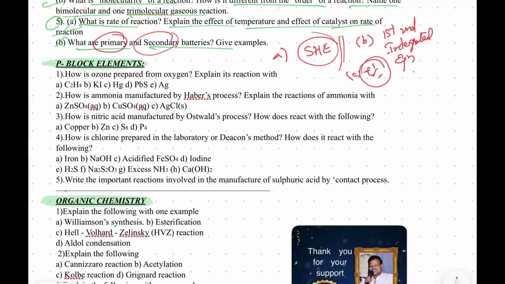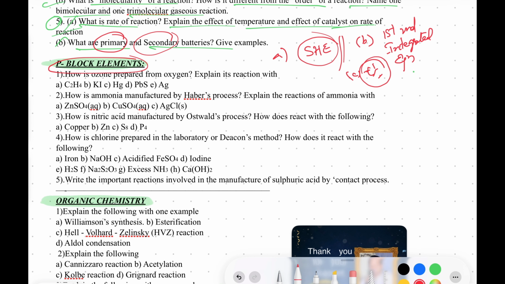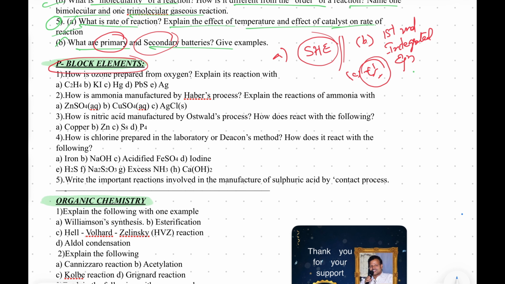Next, we'll go for P block elements, or inorganic chemistry. In this, very, very important questions are there for us. What are those most important questions? See, ozone preparation, and they are asking any 4 combinations. Independently, the preparation is a 4 marks question and the properties a 4 marks question. Totally it is an 8 marks question.